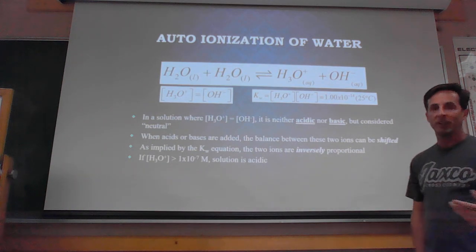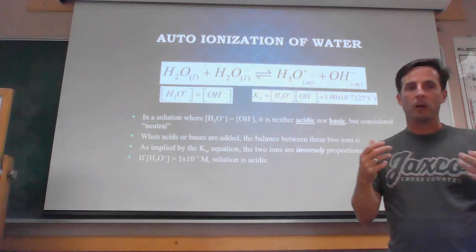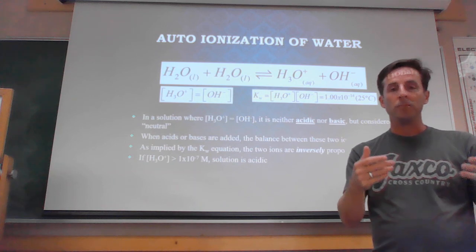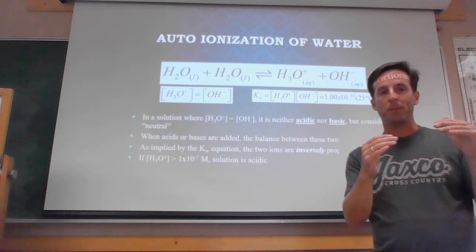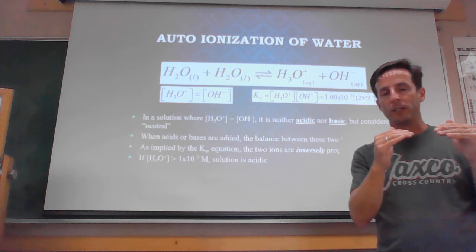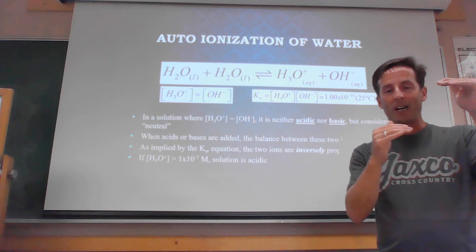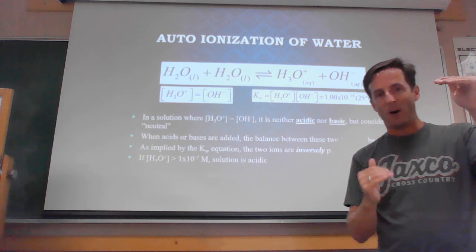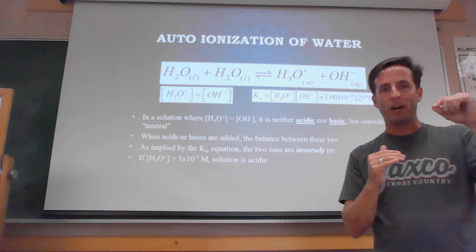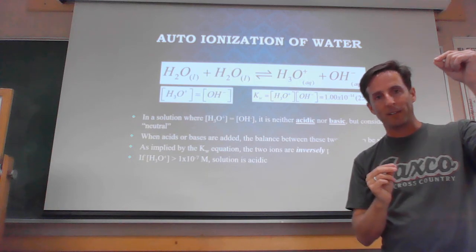So, when we look at a solution, in pure water, we know that H3O and OH are both 1 times 10 to the minus 7 molar in their concentration. If I do something that makes the H3O concentration go up, so if the H3O concentration becomes greater than 1 times 10 to the minus 7, the hydroxide has to go down, so that only one of them could ever be greater than 1 times 10 to the minus 7. The other one has to be less than 1 times 10 to the minus 7.